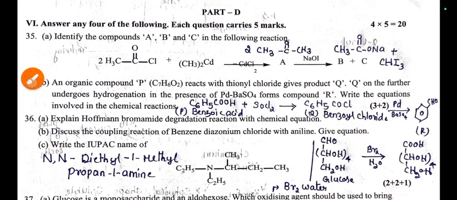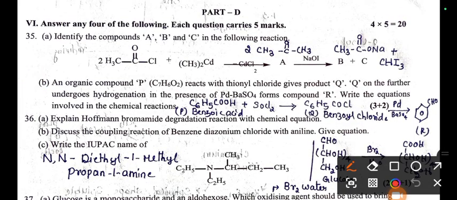Next, 35th question, identify the compounds A, B and C when ethanoyl chloride reacts with dimethyl cadmium. You will get A as acetone, propanone, and on treating with NaOI, B is CH3COONa, and C is CHI3, iodoform.